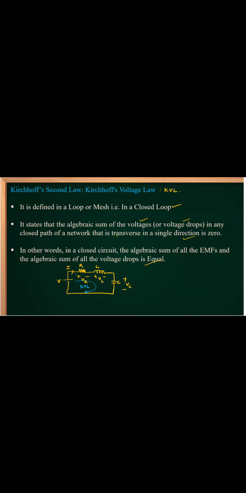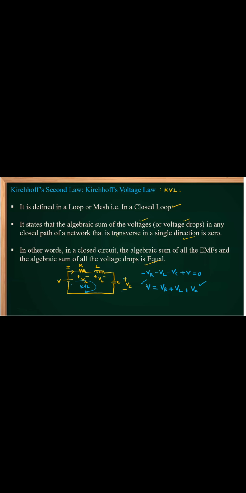If you apply KVL, positive to negative, minus VR. Positive to negative, minus VL. Positive to negative, minus VC. Negative to positive, plus V equal to 0. That is, the algebraic sum of the voltages equal to 0. That is V equal to VR plus VL plus VC. That is, the total EMF equal to the sum of the drops.